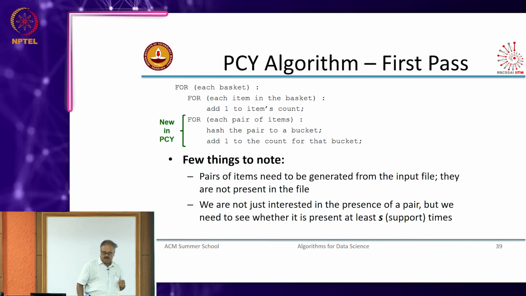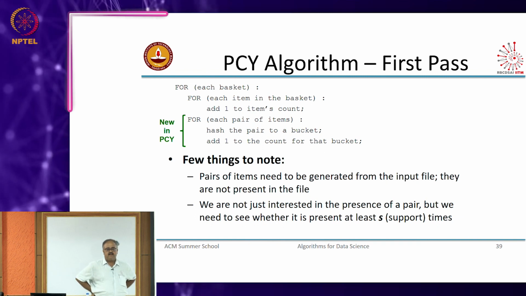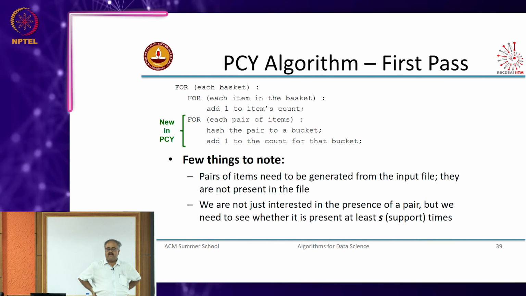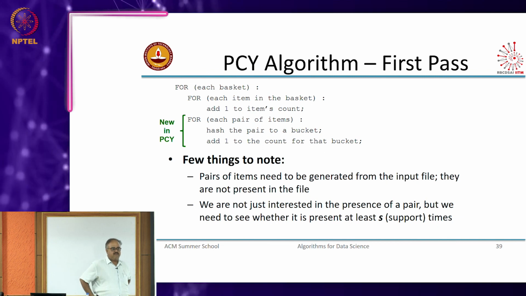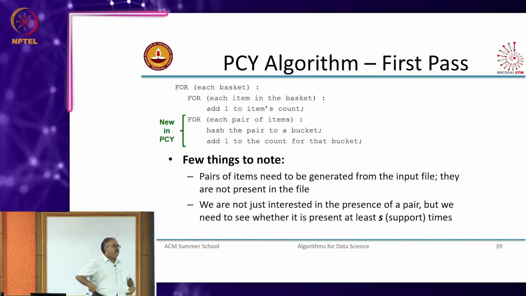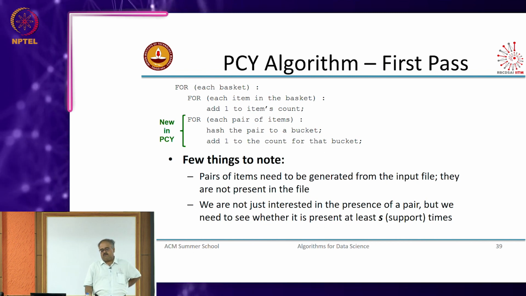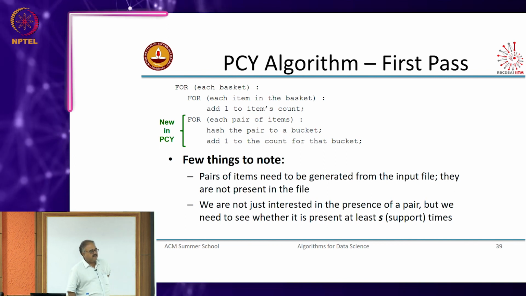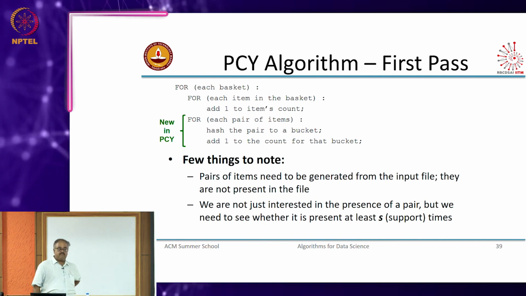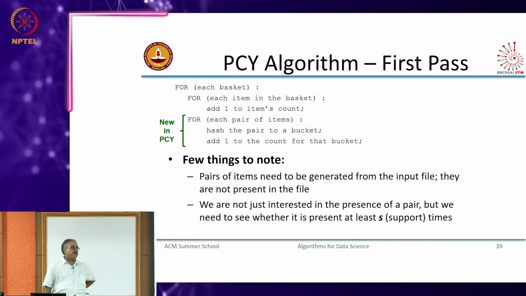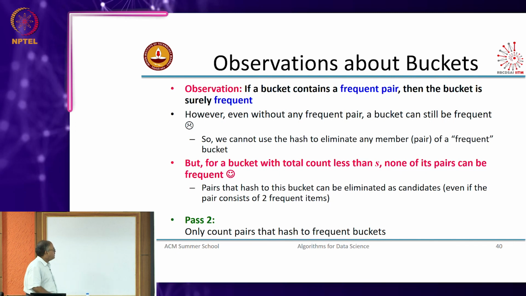So, what we are really looking for now is, for every pair, is it possible that the pair has sufficient support? The idea is, if a pair of items hashes to a bucket and the bucket has a count of at least s, then it is likely that the pair of items can have a count larger than s. If it hashes to a bucket which has a count below s at the end of it, then for sure it is not going to be a frequent pair of items. That is basically the idea.